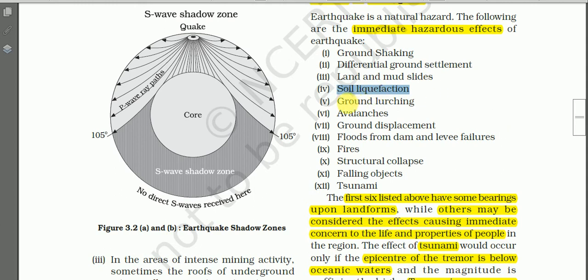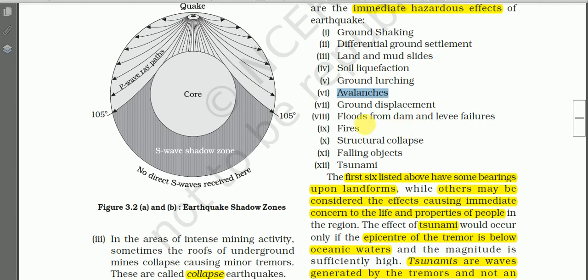Then we have ground lurching. Ground lurching means to move abruptly, suddenly, unable to control. Then avalanches. Avalanche, you know, is the sliding of a mass of snow. Okay, snow and ice. Sliding of the snow and ice in the mountainous area, that is avalanche. It is just like a landslide. That is the sliding of the snow and ice.